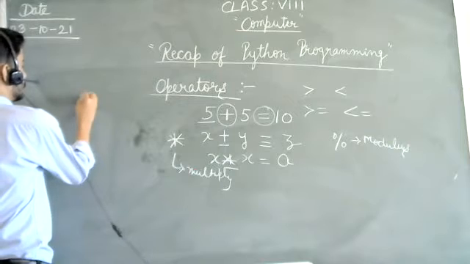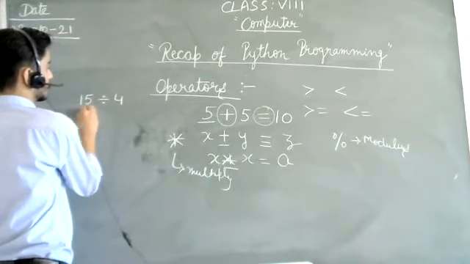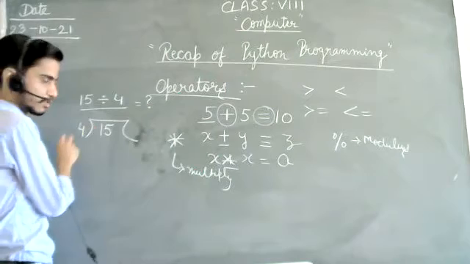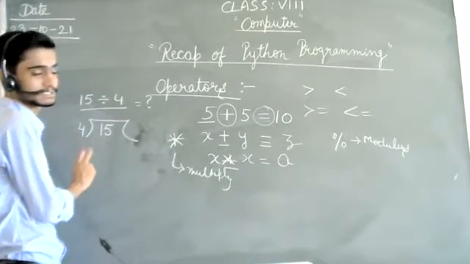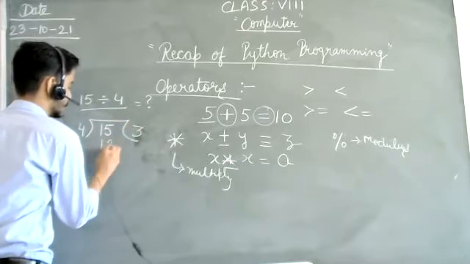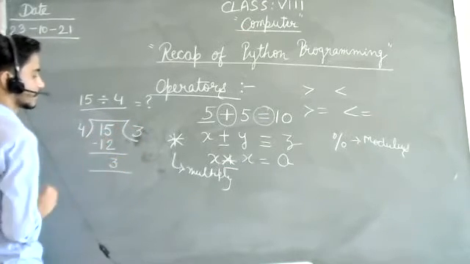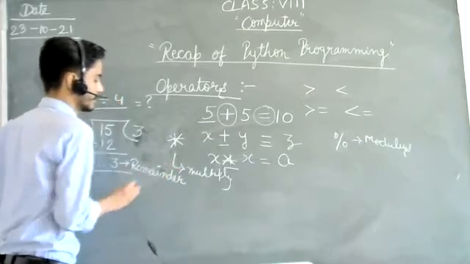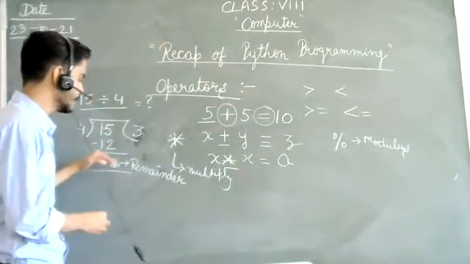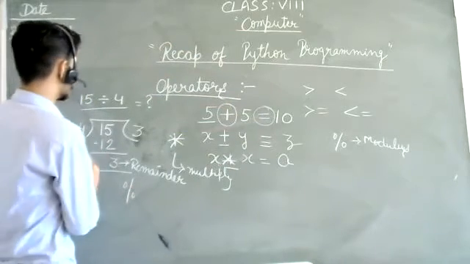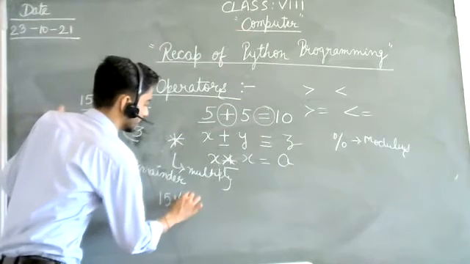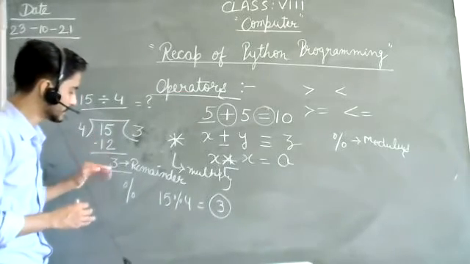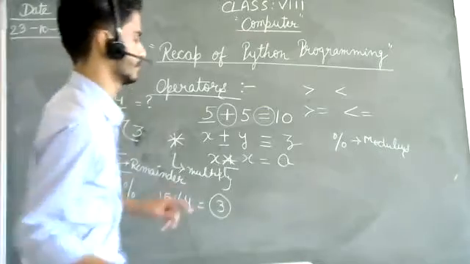Just take an example. Suppose you are dividing 15 by 4, what will be your answer? 4 ones are 4, 4 twos are 8, 4 threes are 12, and 4 fours are 16, but 16 will not be considered. 4 threes are 12. If I subtract 12 from 15, then my answer will be 3. What is this thing? You will say this is the remainder. And whenever we want to access the remainder, we need to use the modulus sign. So if I apply 15 modulus 4, then my answer will be 3. Why is my answer 3? Because the remainder is 3. Whatever the remainder will be, it will be given by this modulus sign, that is the percentage sign.